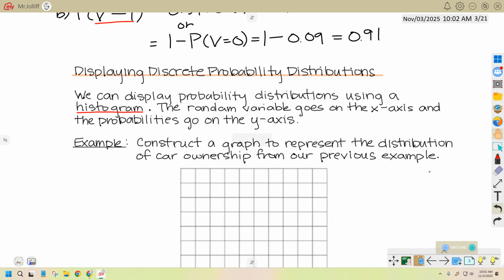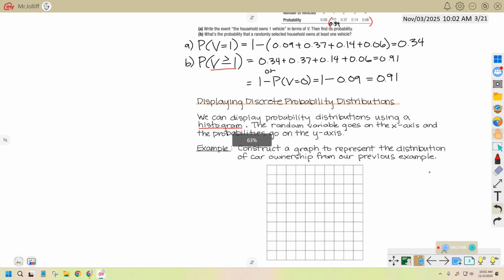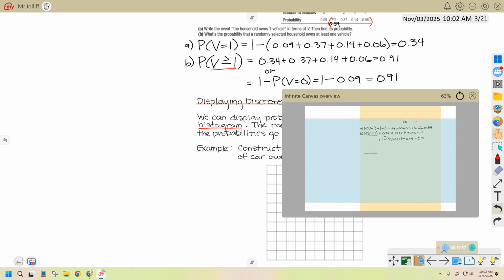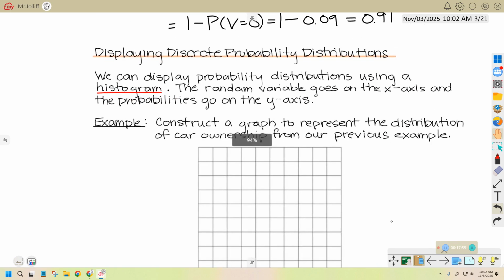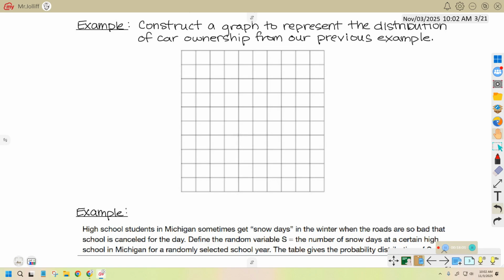Because this is discrete, this is going to look like a bar chart, but the bars touch. You guys are going to have to give me numbers for this because I can't get my table and my graph up here. But let's go ahead and draw our graph. So we want the x-axis to be our random variable V, which is number of cars owned, yeah?